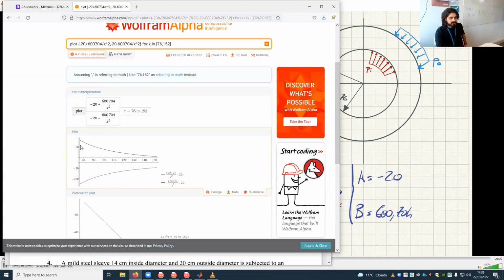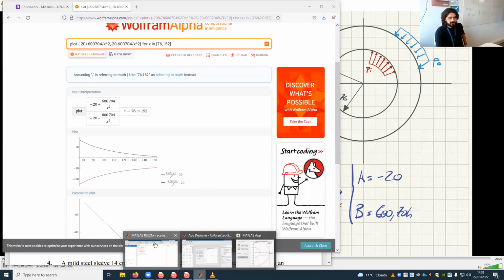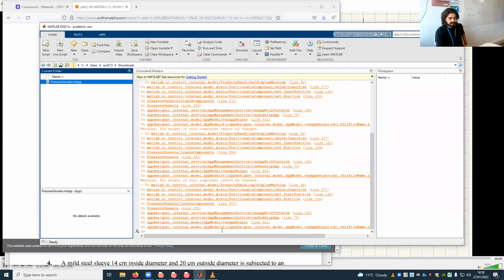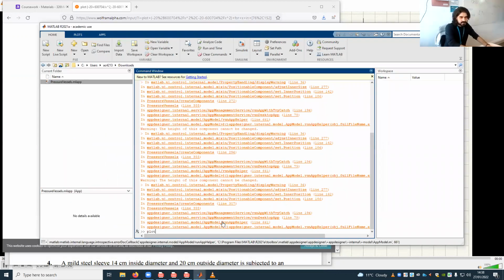Can we actually do, no, there is no data tooltip. You can do this in MATLAB though. Let's do this in MATLAB. I'll show you how to do this in MATLAB quite quickly. So you want to plot. First of all, let's define R as a vector from 76 to 152. Let me clear.